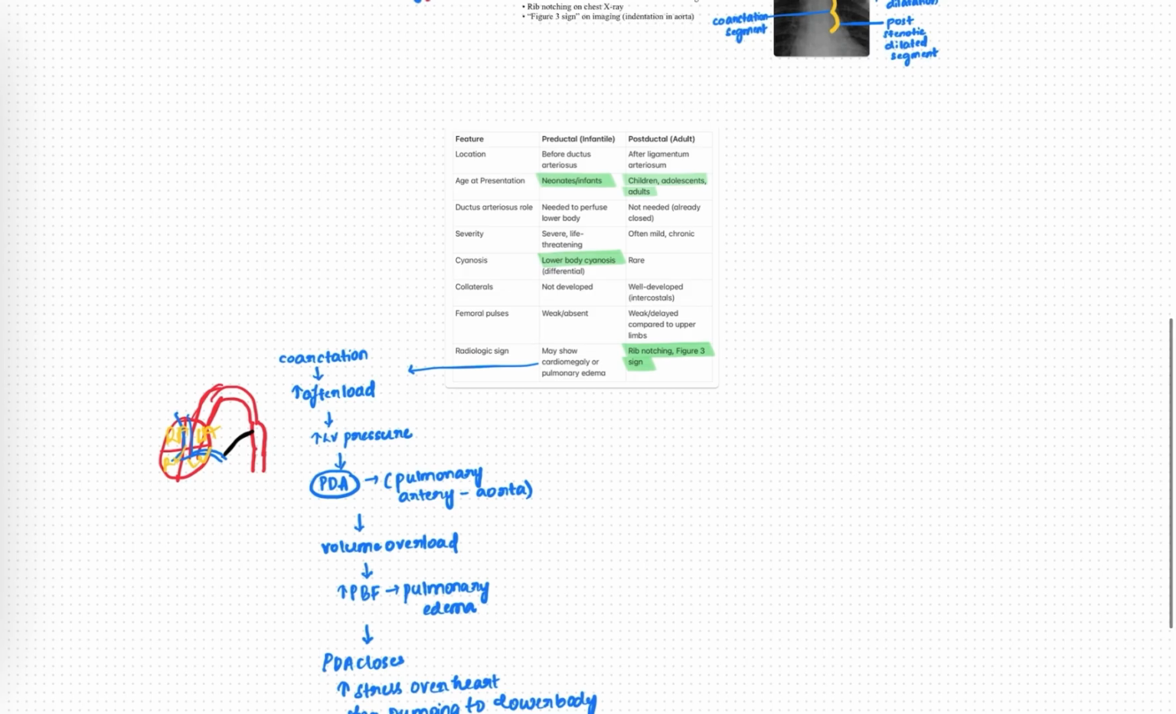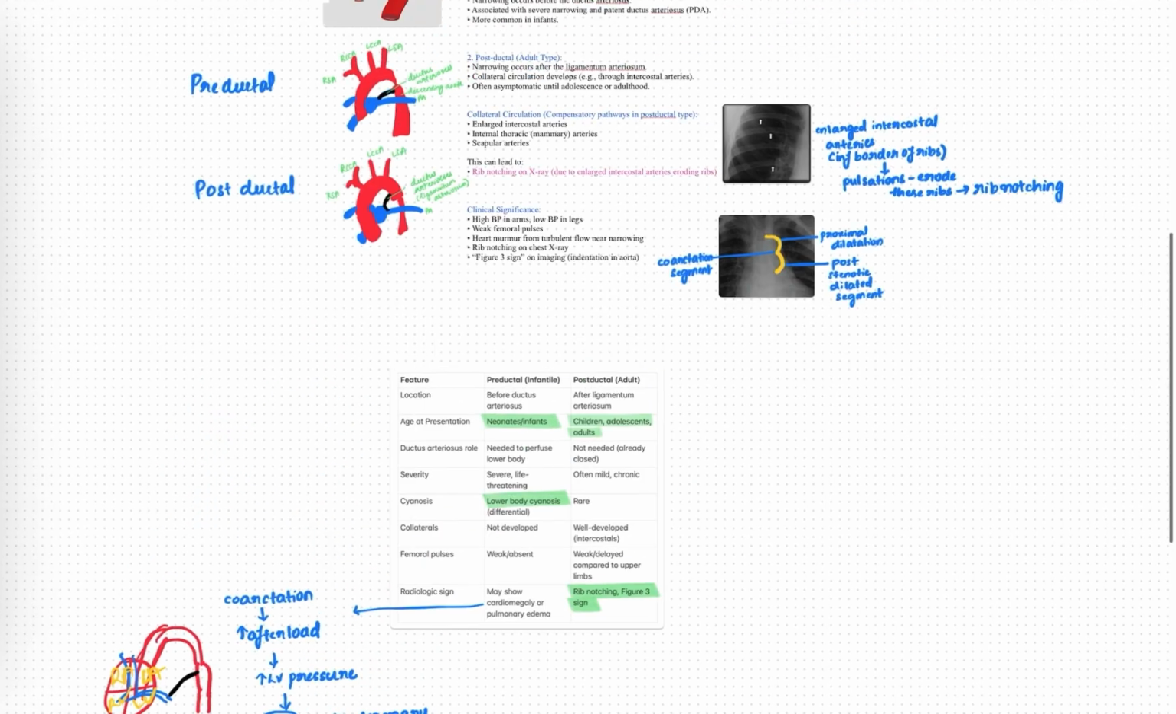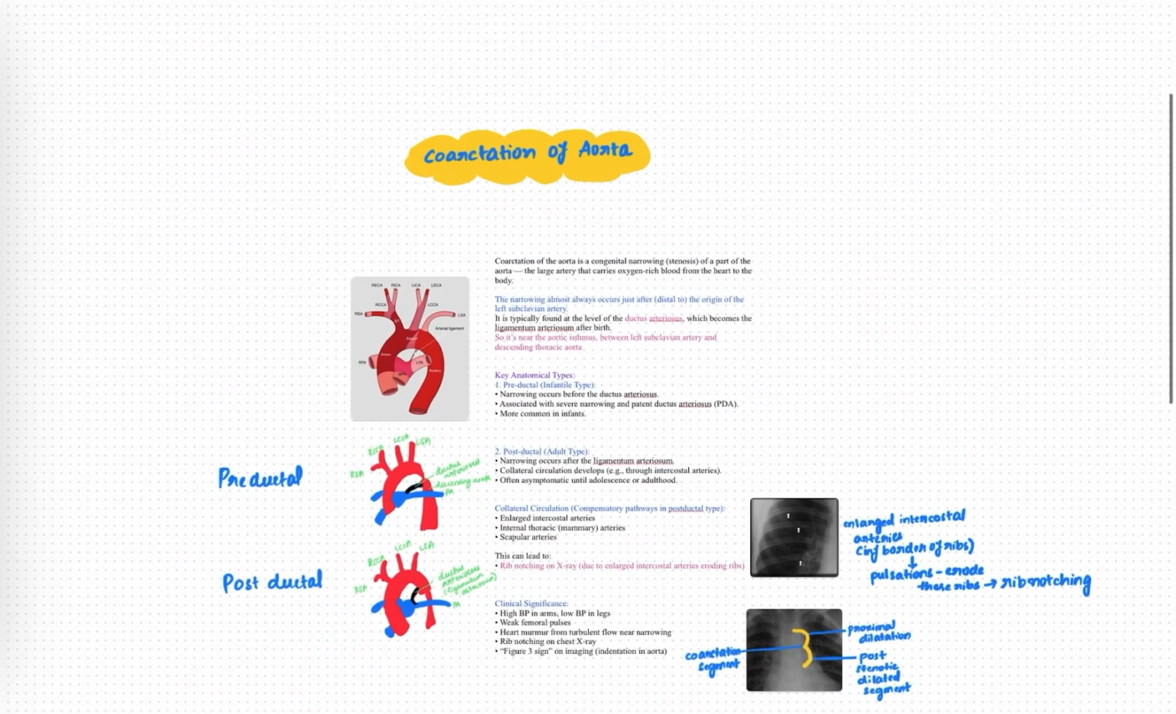So the radiological signs are different. Whenever we see rib notching and figure of 3 sign, it's postductal type. Cardiomegaly and pulmonary edema is seen in preductal type. So this is the gist of coarctation of aorta, and these are the important points in the coarctation of aorta.